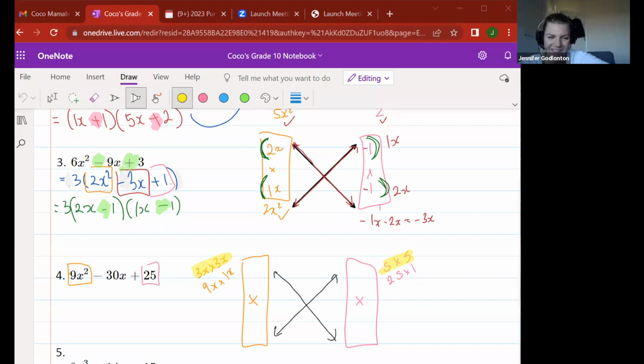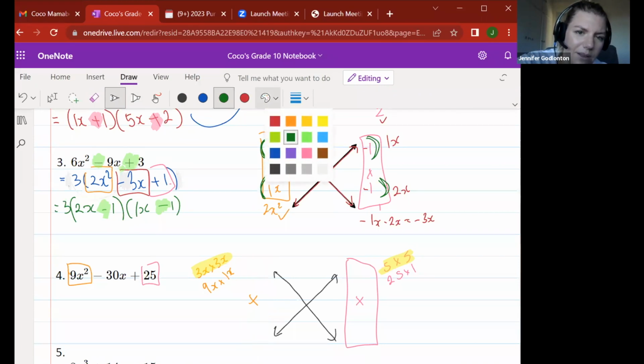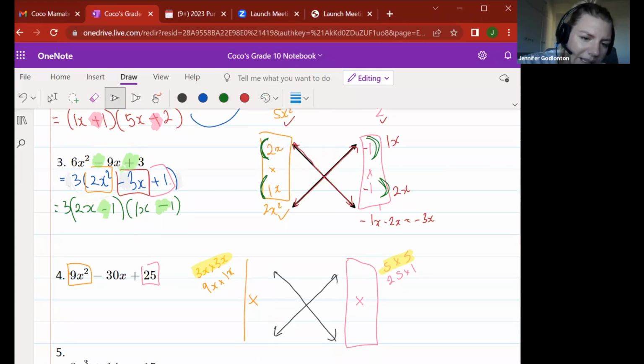Okay. All right, so we're going to take the advice that I gave, and we're going to try with the square numbers first. So I'm going to try with this 3x. Let me use the right color. So we're going to try with the 3x and 3x. It's going to give me 9x squared. So I know that I've got that part right. Now I'm going to work with my 5 and my 5. Then we do our multiplication.